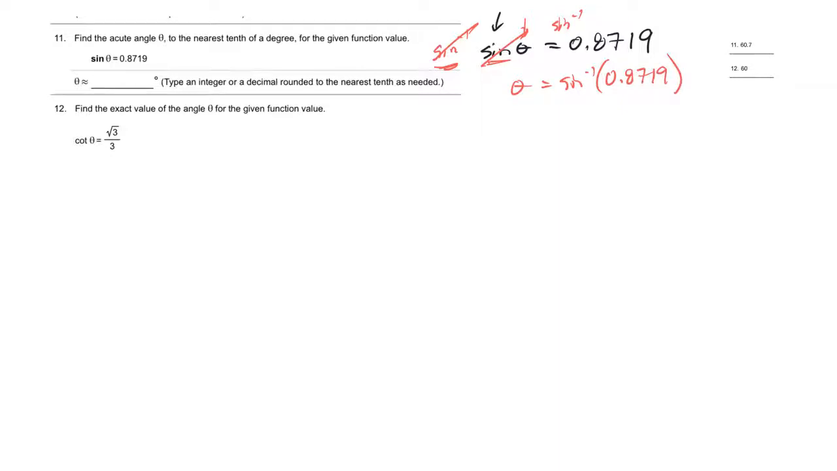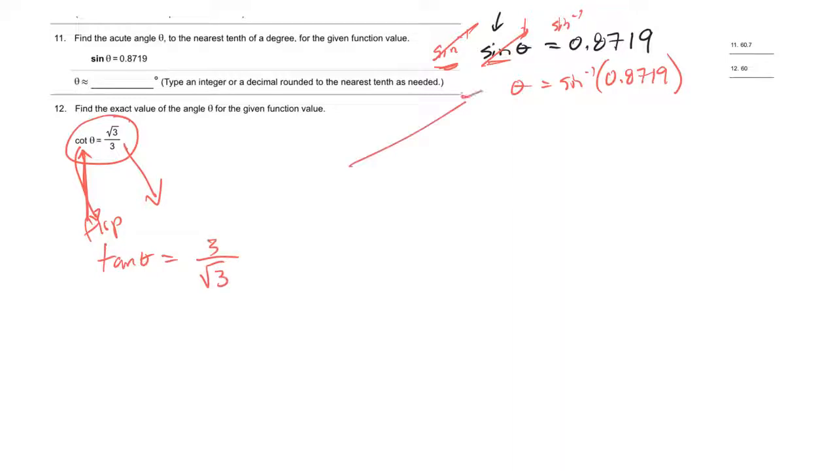0.8719 is. This next question is similar to that, but this time they don't give you a primary ratio, well, they give you a secondary ratio. But you could convert that. So if I take this and I flip it over, cotan flipped over is called tangent. But if I flip the left side, I also have to flip the right side. So that'll be 3 over root 3.